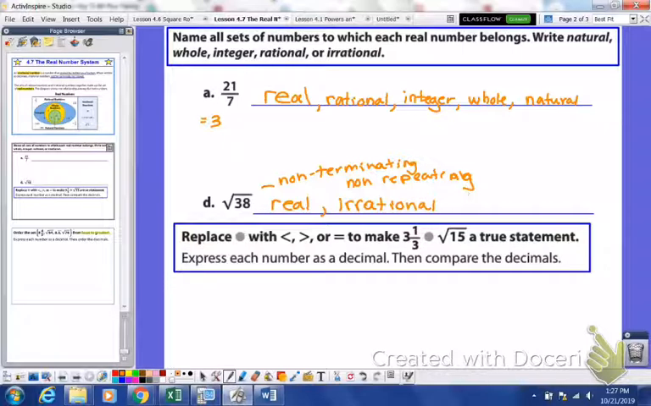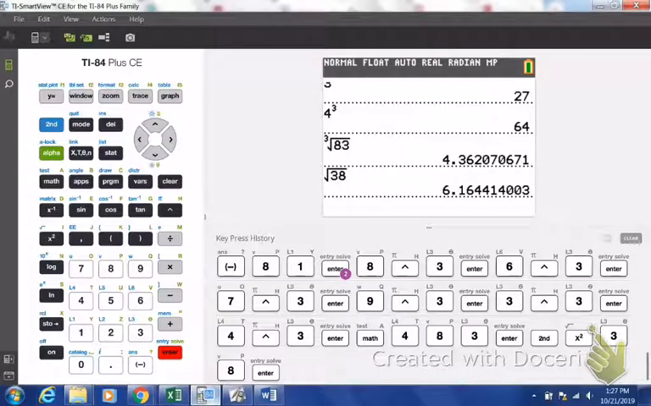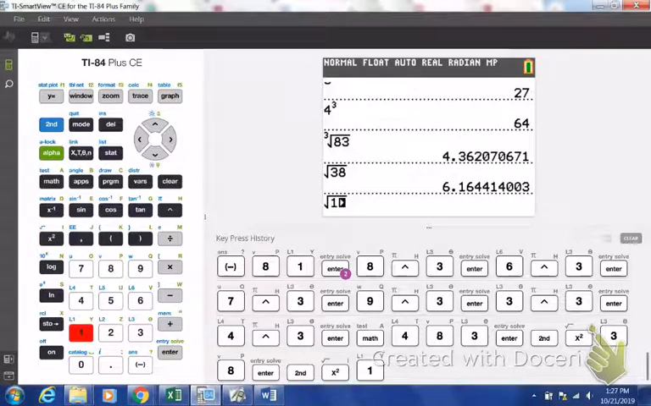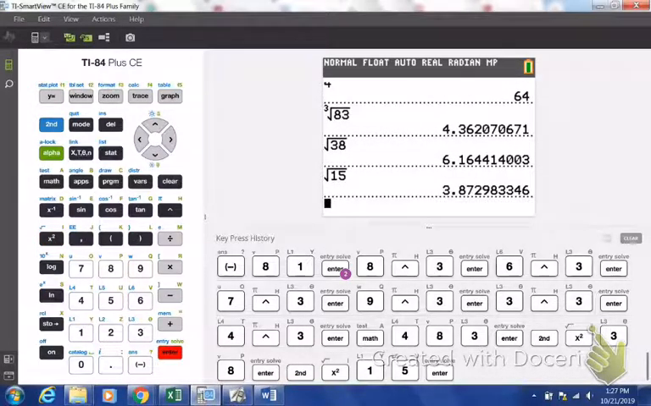All right, comparison. We have 3 1/3 compared to the square root of 15. So 3 1/3, I know that 1/3 as a decimal is 0.3 repeating. If I go to my calculator again, because I don't know what the square root of 15 is, so second, x squared, 15. I see 3.87, etc., etc.